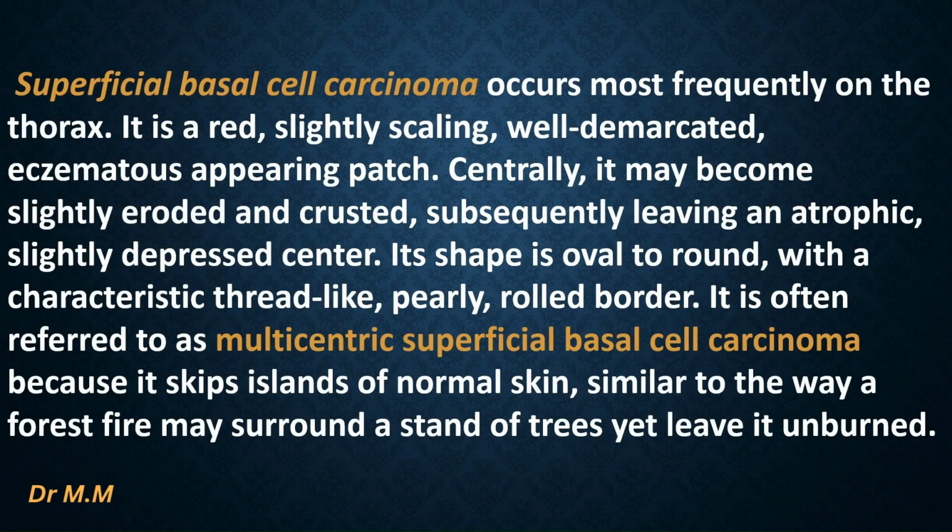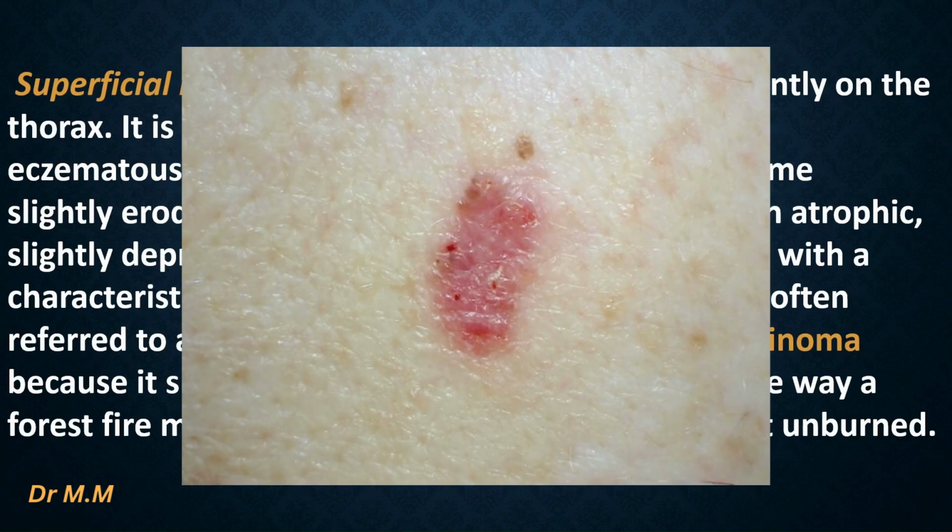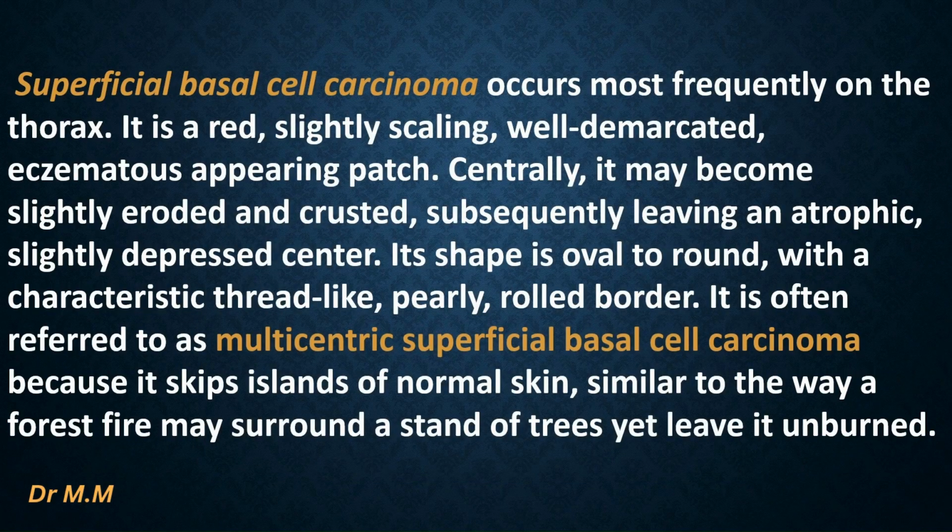Superficial basal cell carcinoma occurs most frequently on the thorax. It is a red, slightly scaling, well-demarcated, eczematous-appearing patch. Centrally, it may become slightly eroded and crusted, subsequently leaving an atrophic, slightly depressed center. Its shape is oval to round with a characteristic thread-like pearly rolled border.